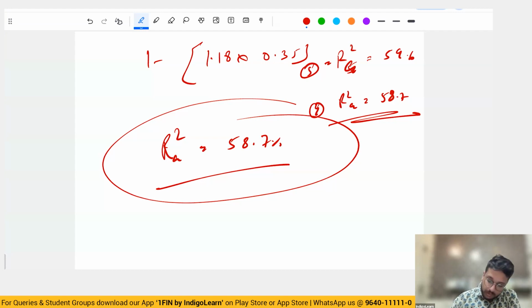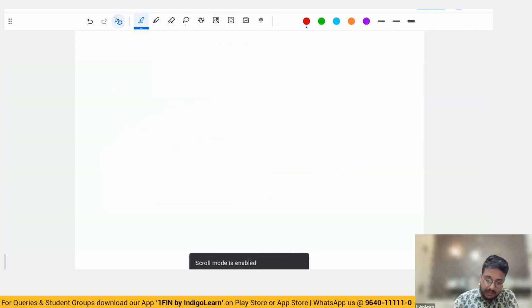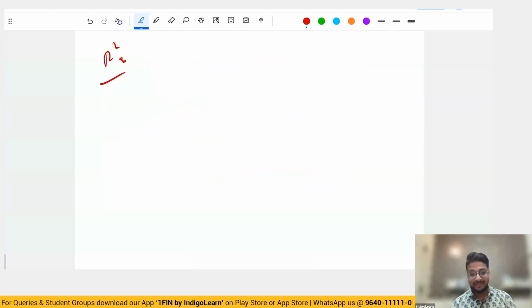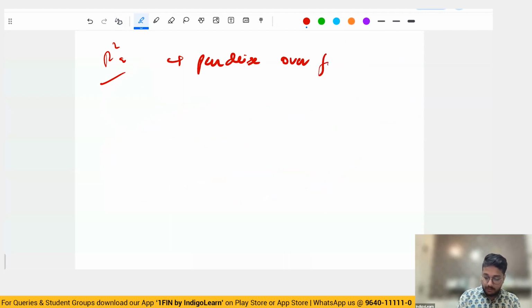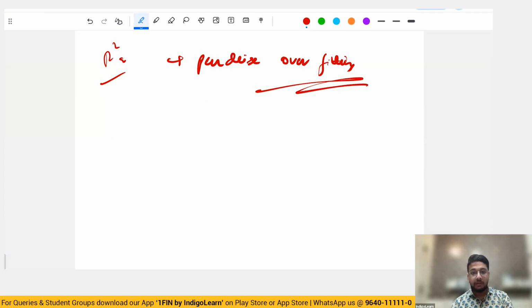Okay? Now everything in life has a problem, and this adjusted R square also has a problem. What is the biggest problem with adjusted R square? It basically penalizes for overfitting, that is, using more variables than required.